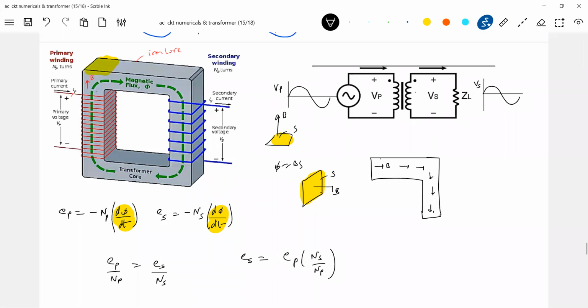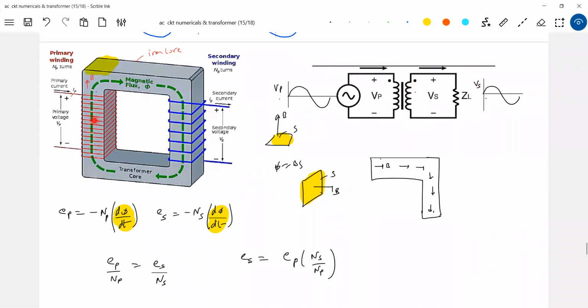Will they be in phase? It depends on how you wind it, how you are going to do the winding. So the winding should be such that VS will always be in phase with VP. Therefore I just put a dot. What does it mean? The secondary voltage will be in phase with the primary. Like this, the winding will be done.